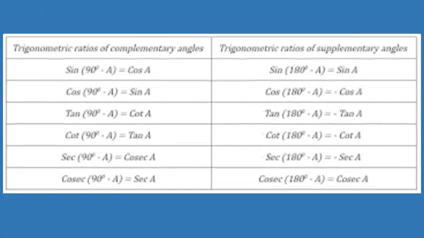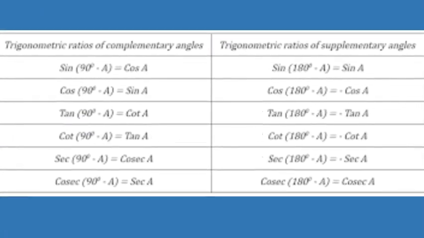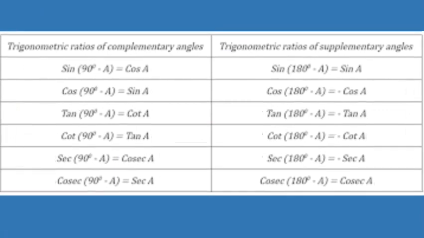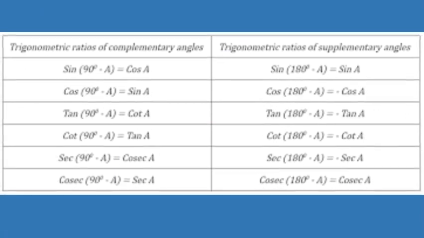So as a summary, we can say that sine of 90 minus A is cos A, cos of 90 minus A is sine A, tan of 90 minus A is cot A. Likewise, here also, sine of 180 minus A is sine A, cos of 180 minus A is minus cos A, tan of 180 minus A is minus tan A. Okay, these are the relations of supplementary angles.